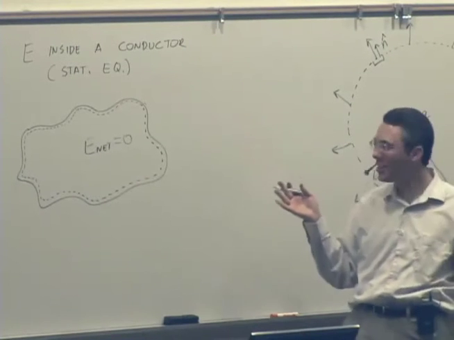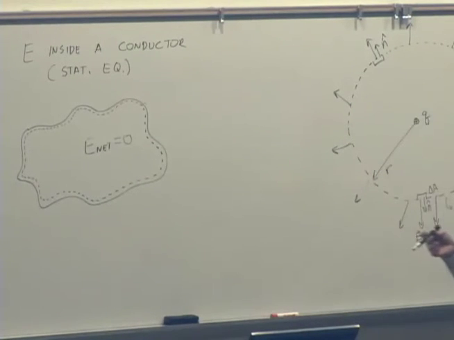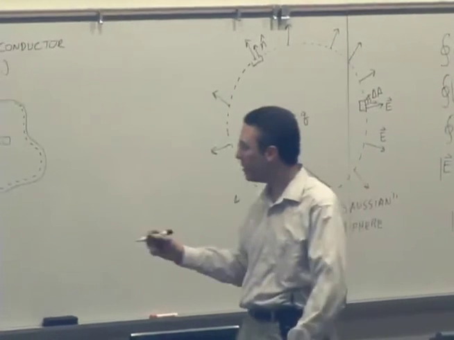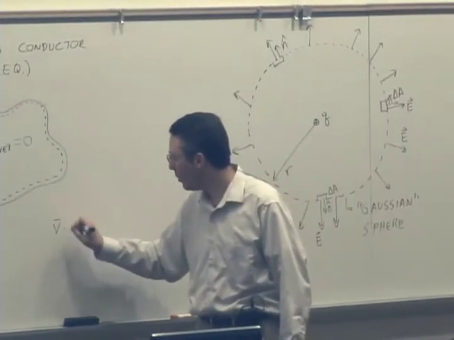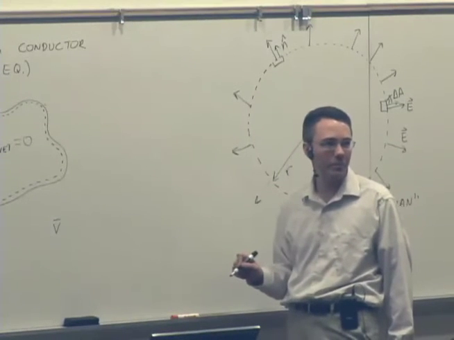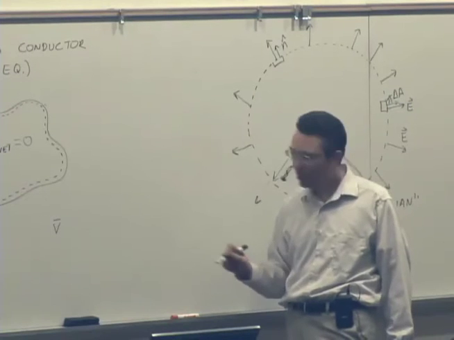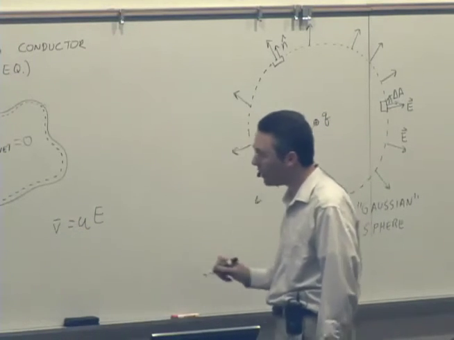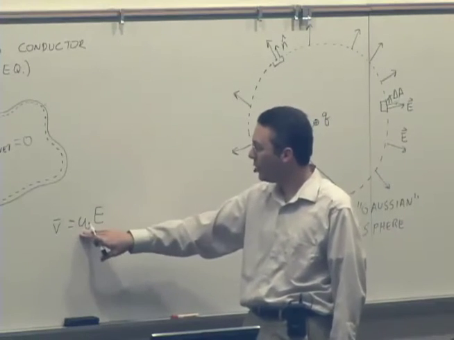This is a review. When did we first talk about this? What relationship did we use? The speed of the mobile electrons is related to the electric field how? It's mu times E, right? Mu is what? Mobility. So we have a metal with some mobility.